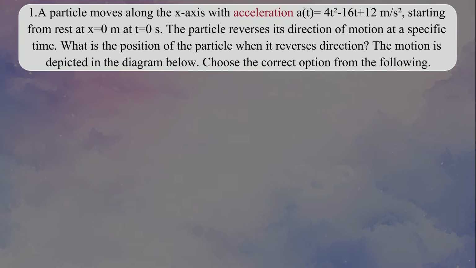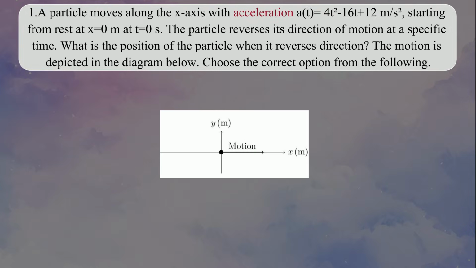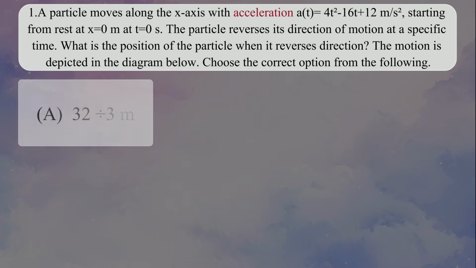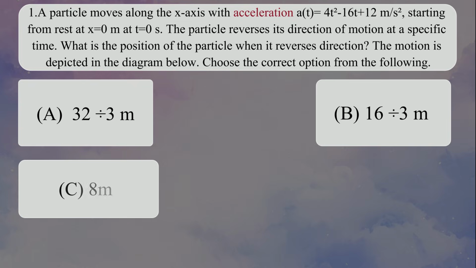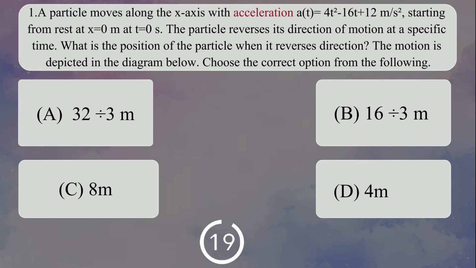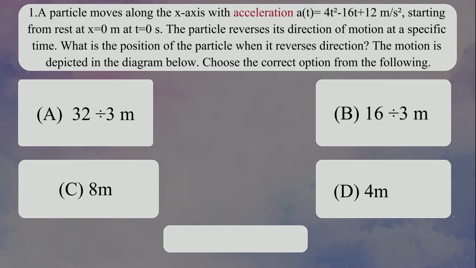The motion is depicted in the diagram below. Choose the correct option from the following. Option A, 32/3 m. Option B, 16/3 m. Option C, 8 m. Option D, 4 m. Correct answer, option A.